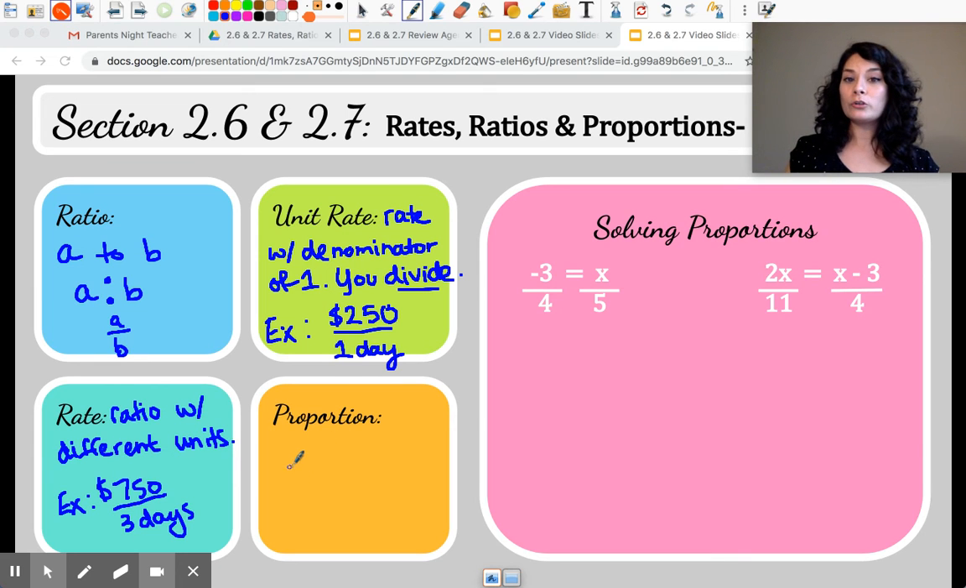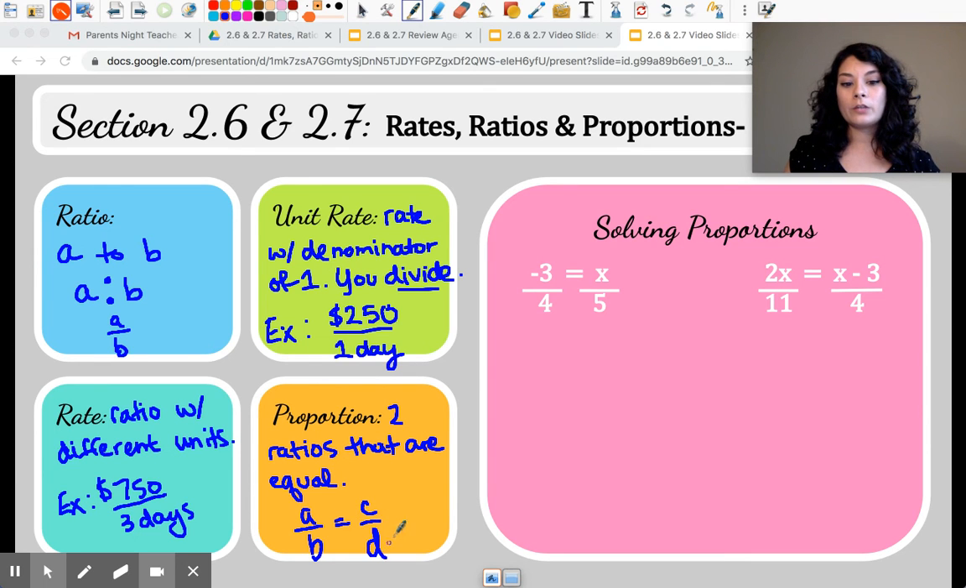And then a proportion, which is what we're going to be solving next, that's when you have 2 ratios that are actually equal. So it's an equation that says 2 ratios are equal. So you'll have some sort of ratio, and it'll be set equal to another ratio.